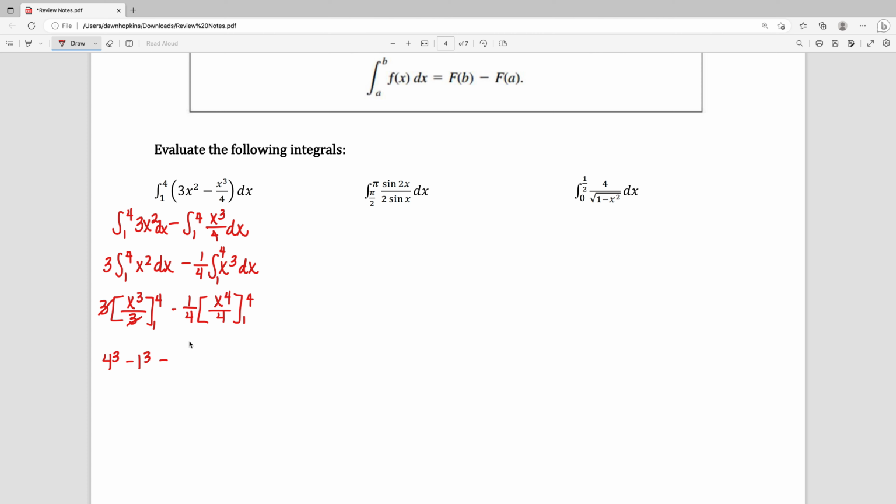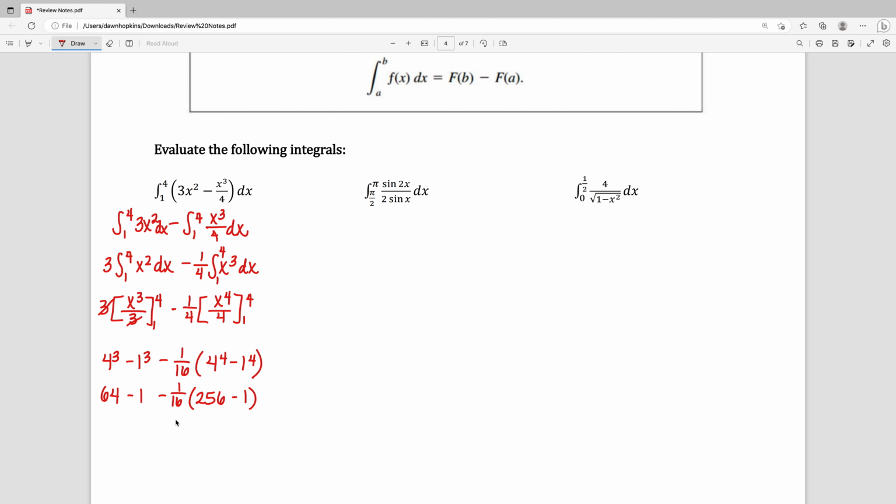Then moving over to the second part, I've got a 1/4 in front and then the 4 here. I'm going to combine those and make it a 1/16. So we have minus 1/16 times 4 to the 4th minus 1 to the 4th. So 4 cubed is 64. 1 cubed is 1. Minus 1/16 times 4 to the 4th, which is 256. Minus 1 to the 4th, which is 1.